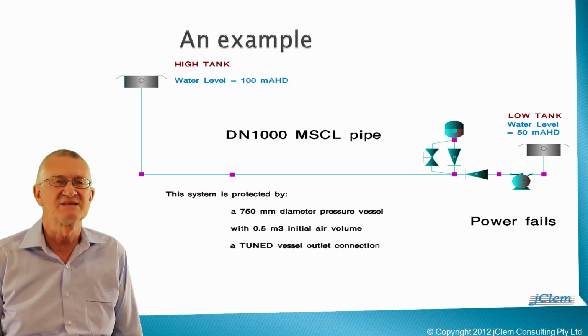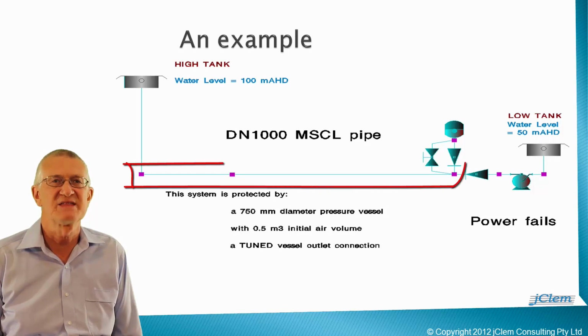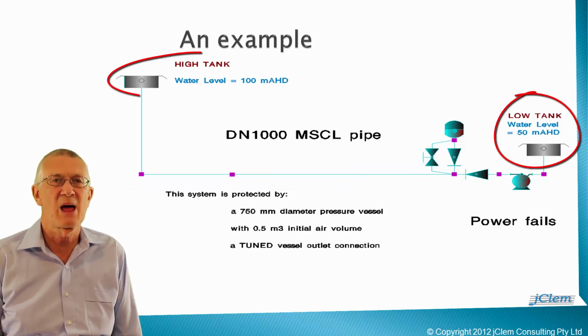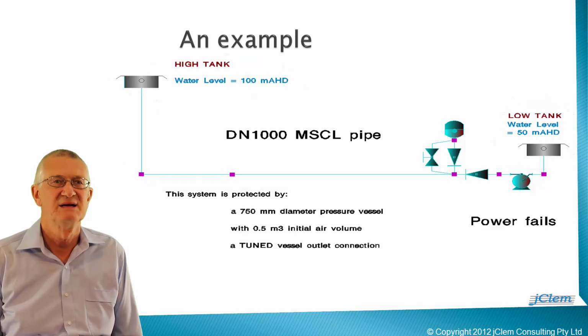Here we're looking at a simple pumping main. It is a 1,000 mm diameter mild steel cement lined pipeline, 3.5 kilometers long, transferring water from a low tank to a high tank. The system has a static lift of 50 meters. The flow rate is 717 litres per second, which means the steady state velocity is just below 1 metre per second. We will be simulating the pump power failure scenario.